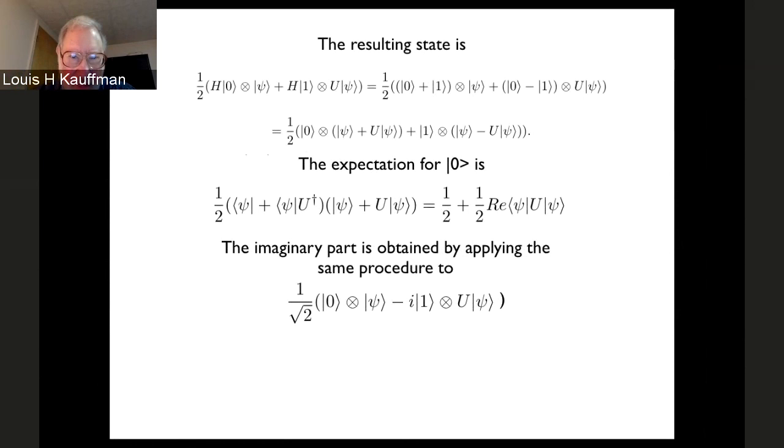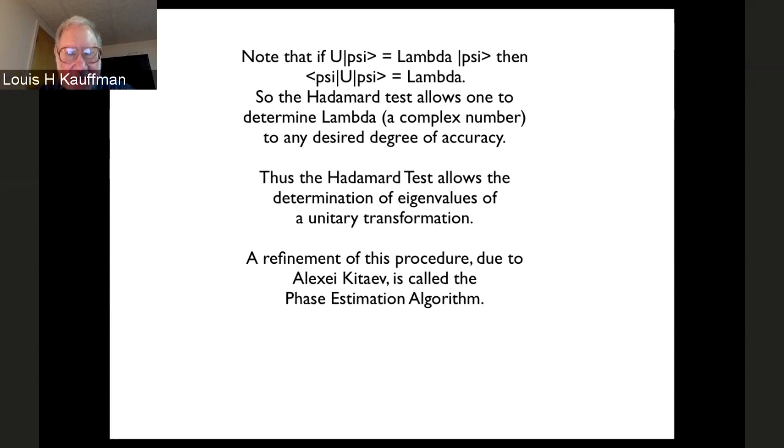Another thing you can do with the algorithm that I just showed you is find an eigenvalue, because suppose that u psi was equal to lambda psi, then psi u psi, the inner product we were looking at, is just lambda. So this algorithm that we just discussed can find an eigenvalue if you're given an eigenvector. And that's an important problem and has been studied more carefully. And there's a well-known algorithm due to Alexei Kitaev called the phase estimation algorithm that does this with more bells and whistles and more accuracy than you would get out of the one I just described for you.